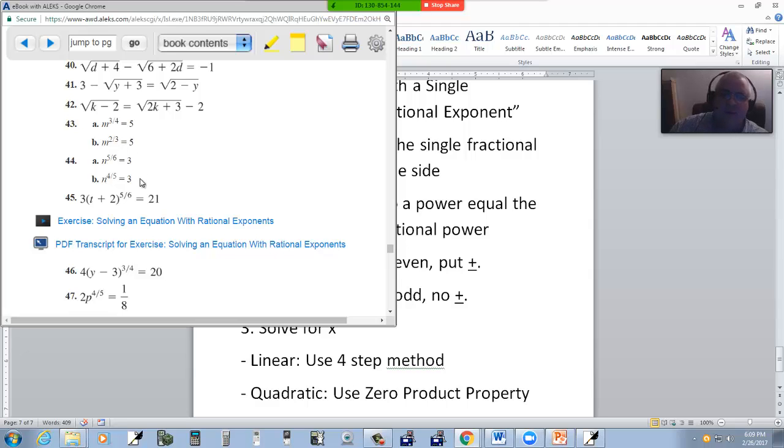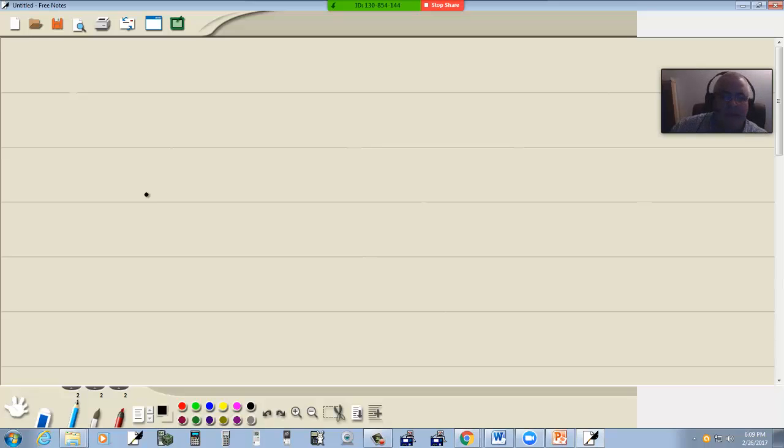Let's look at number 43 to see the difference on those. I don't want to spend a huge amount of time since I'm running out of time. I only got 21 minutes left.